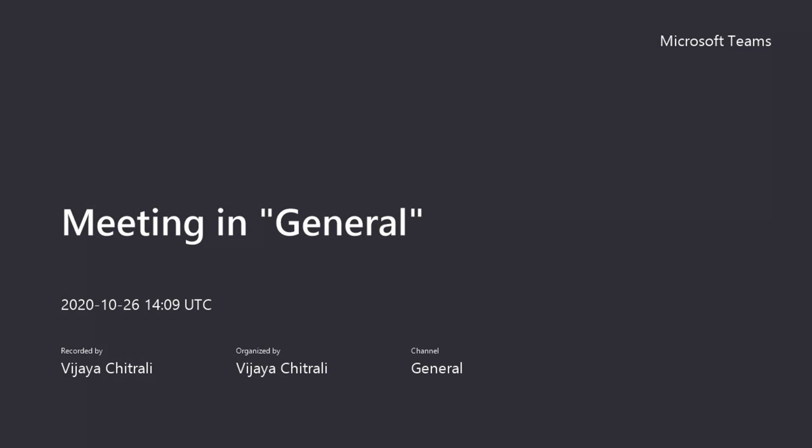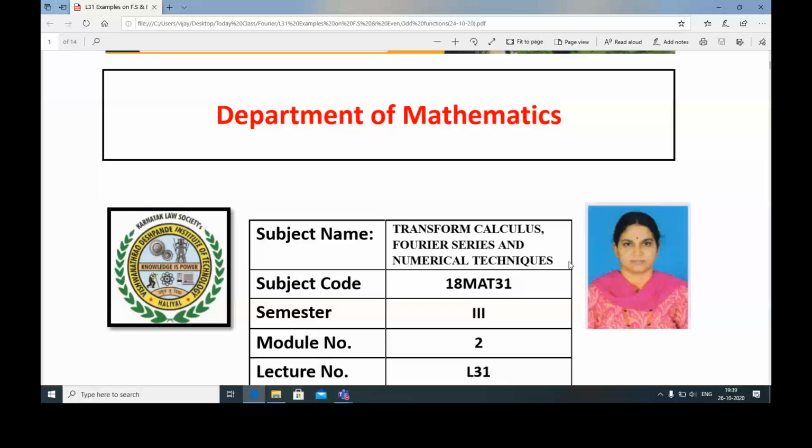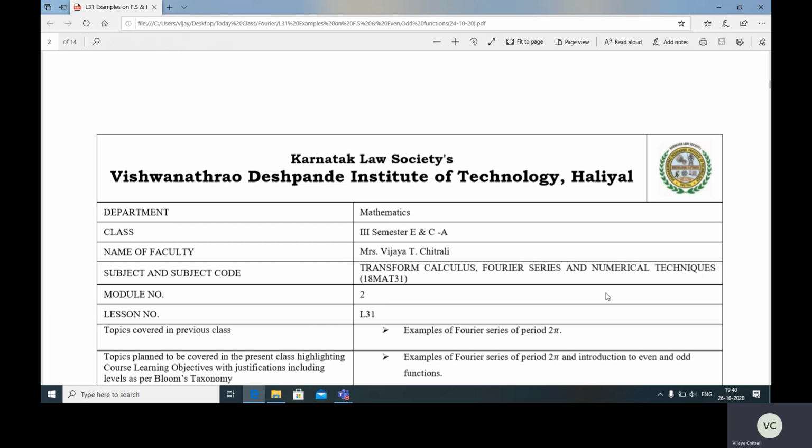Fourier series of period T is equal to... Today we will also discuss one important example, period T is equal to 2 pi. Later we'll discuss an odd function. So the next example is very important, it appears many times in question papers, and it is lengthy also.